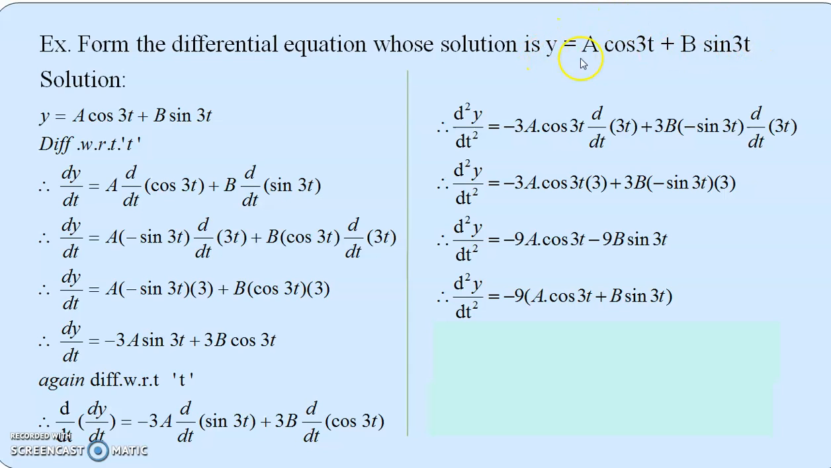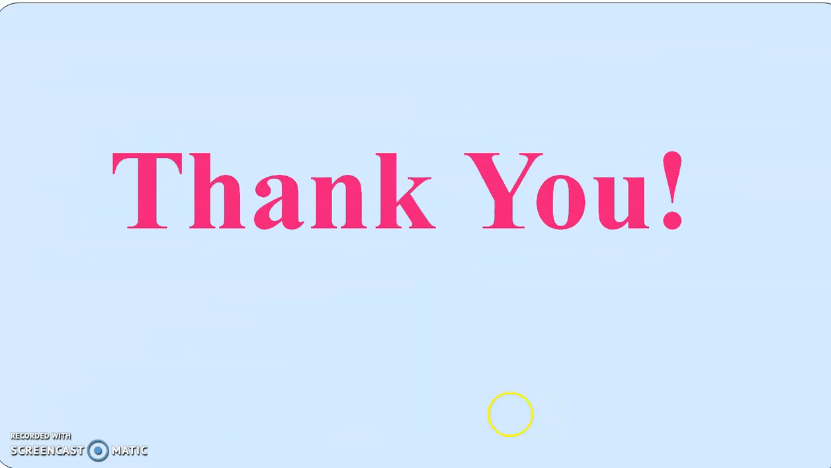So just use the given relation. A cos 3t plus b sin 3t is equal to y. So just put this value. So we get d2y by dt square is equal to minus 9, and the value of this bracket is nothing but y. So d2y by dt square, just transfer this minus 9y to this side, so it becomes plus. So d2y by dt square plus 9y is equal to 0. It is the required differential equation.